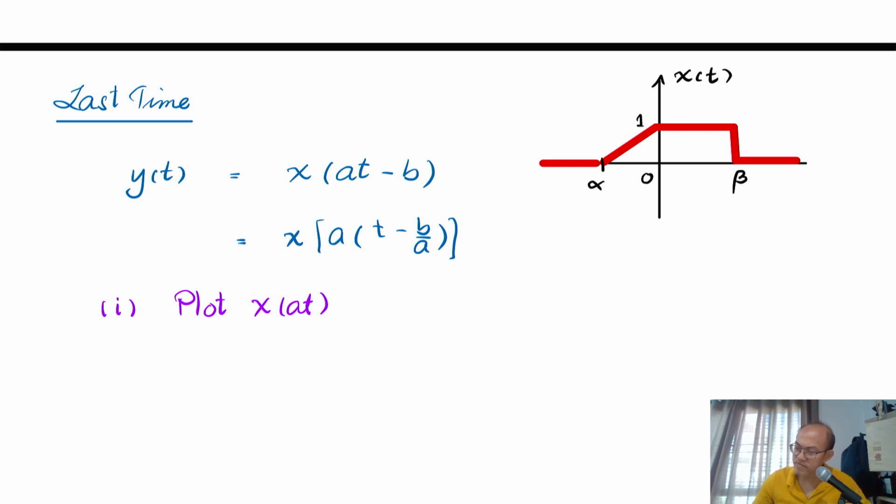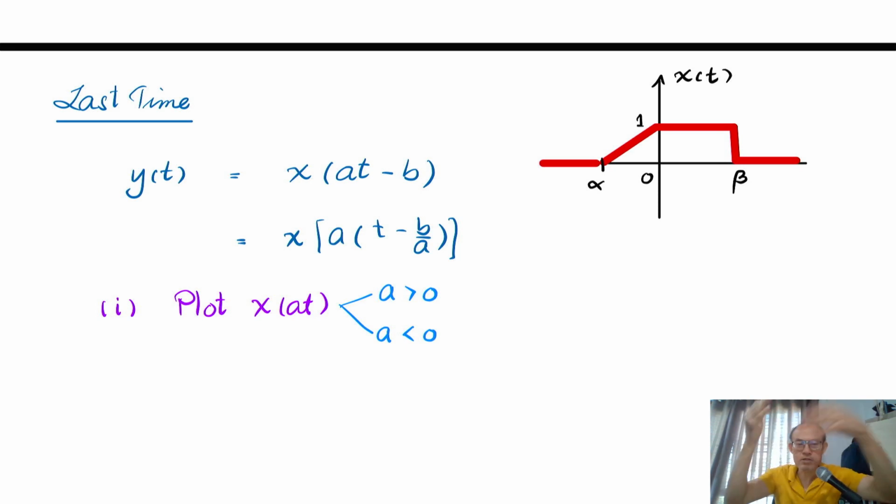So there are two cases for this. The first case is when a is greater than 0, and the other case is when a is less than 0. When a is greater than 0, the graph would not time reverse, so the horizontal direction of the graph would still be intact. It means that we don't do time reverse on the horizontal or time axis. But when a is less than 0, then we have to reverse the graph horizontally. We have to flip it 180 degrees around.